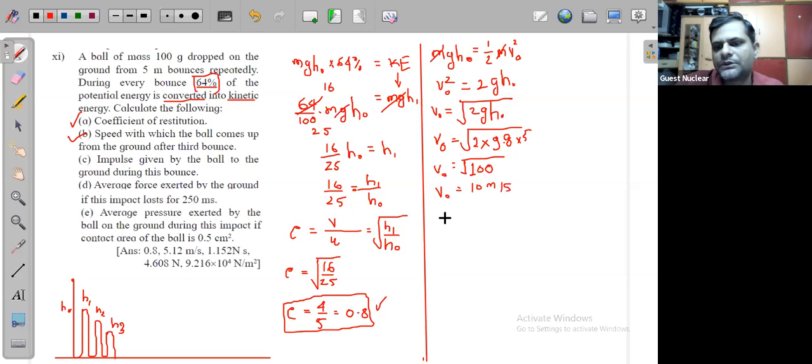And then we can use the formula for the velocity after nth bounce. So velocity after nth collision is given by e raised to n into v naught, correct? Here v naught is already given to be 10, and e is given to be 0.8, or we can call it 4 by 5. And since it is given to be after the third bounce, we take n to be 3 here. So in place of n we have to put 3, and v naught is already 10.